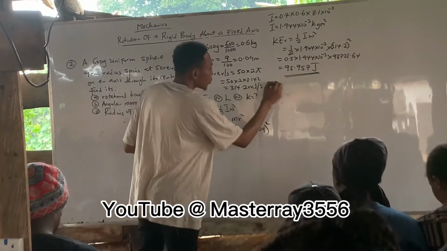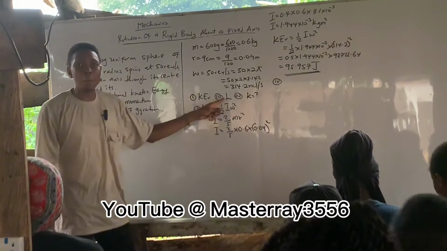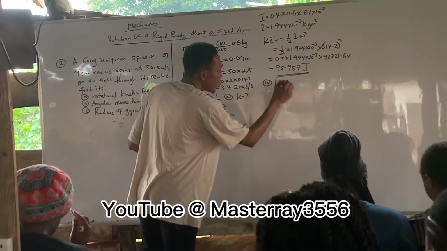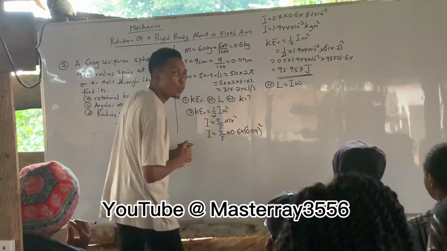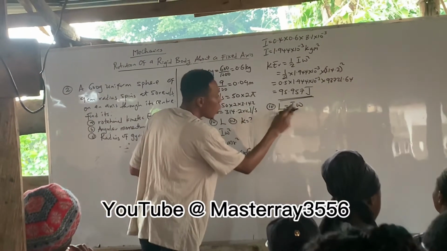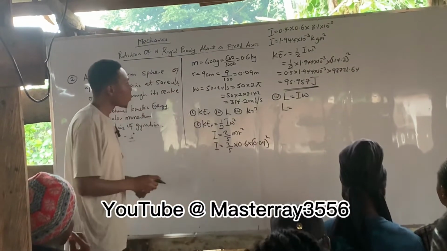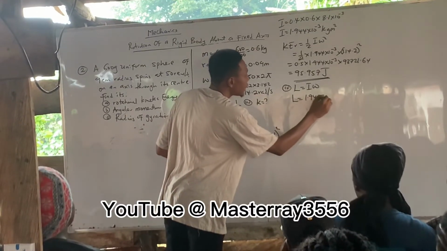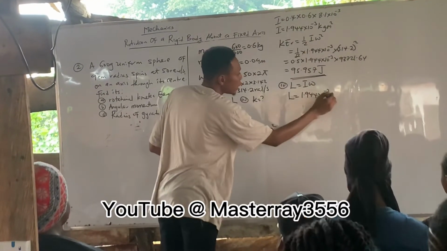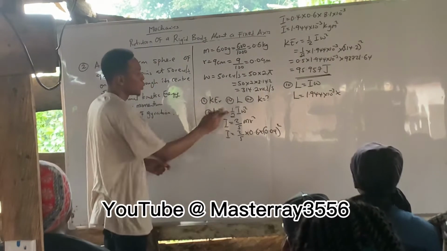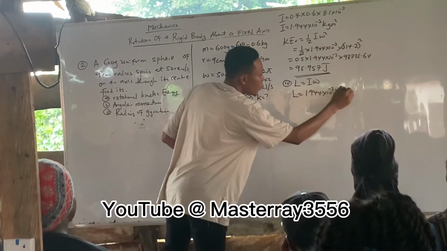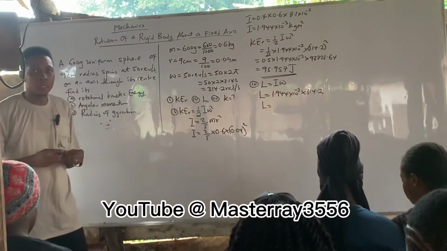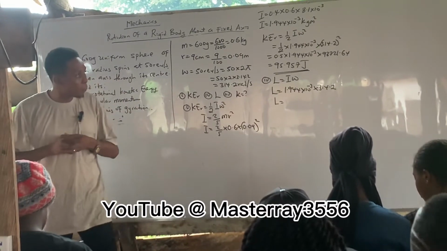So number 2. We are asked to look for what? Angular momentum. I gave the formula for angular momentum, right? So our L is equal to Iω. Are you following? So our L will be equal to I, 1.944 times 10⁻³, then times ω, 314.2. We have multiplied through. What do we have? Multiply.